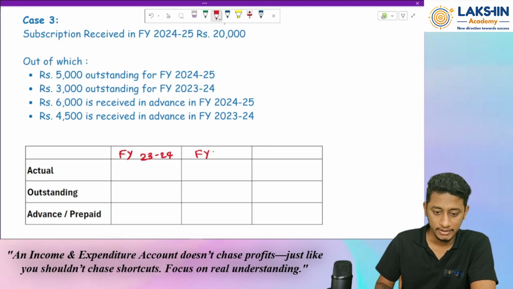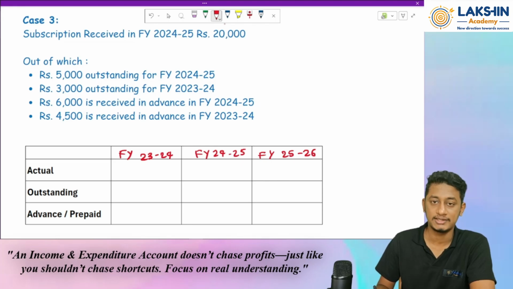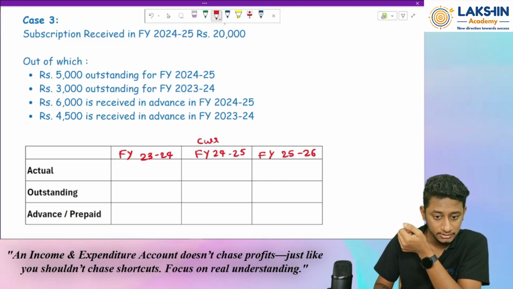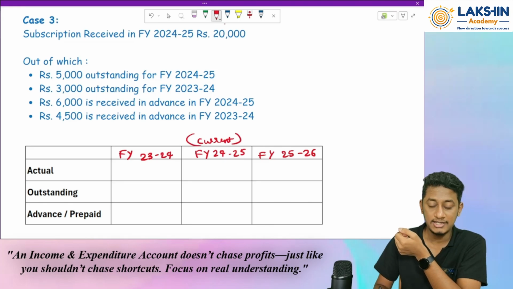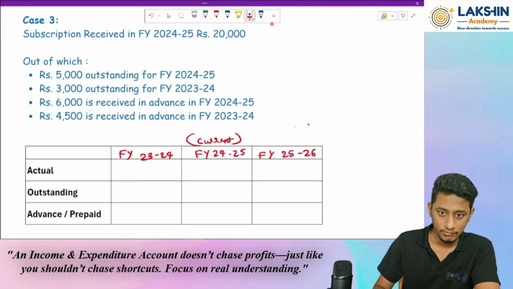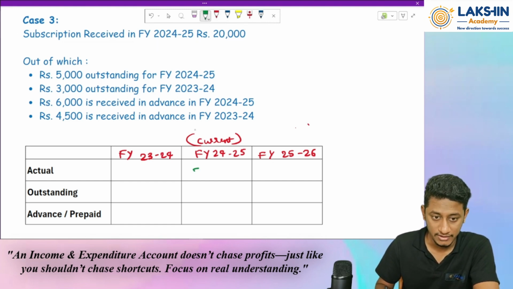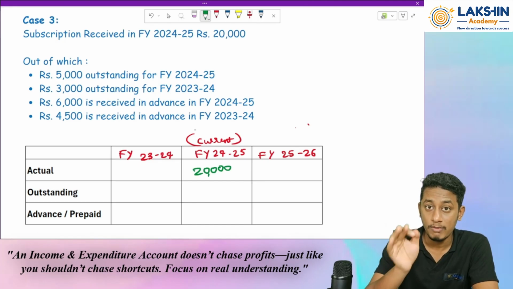Then we have FY 24-25, FY 25-26. So this is my current financial year. Now, rupees 20,000 has been received for financial year 24-25. So what do I do? I first write it down. Rupees 20,000. So tell me how much is the amount that will go to my receipts and payment account?